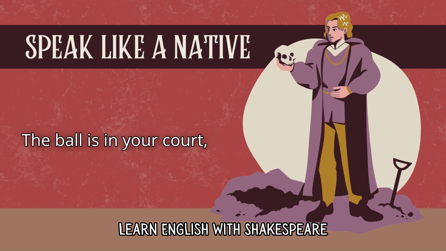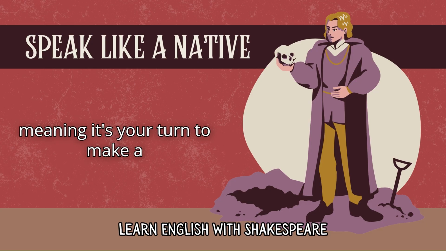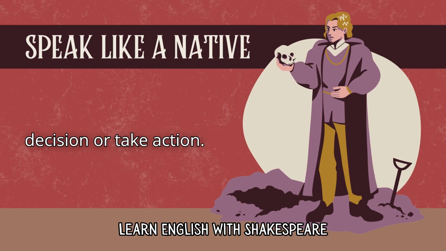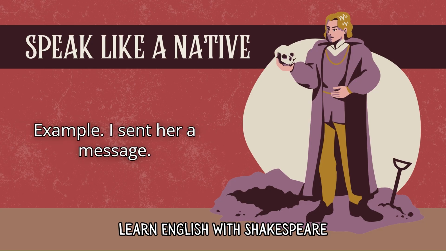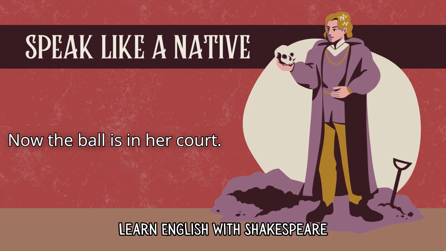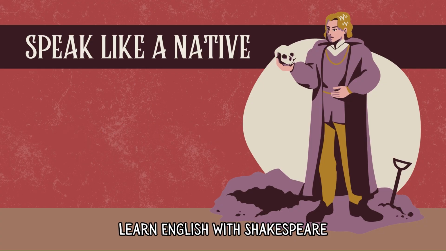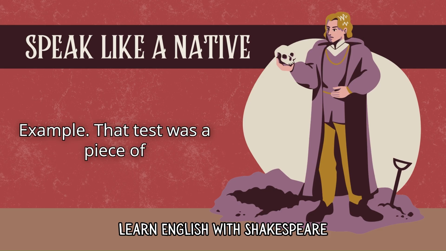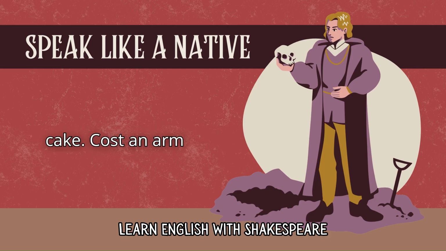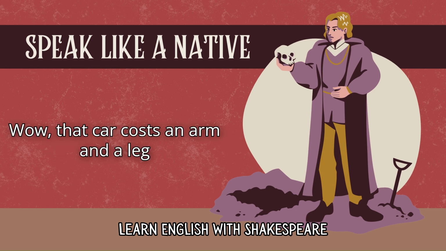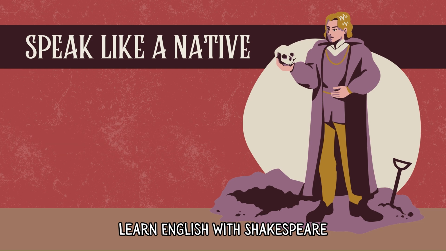The ball is in your court, meaning it's your turn to make a decision or take action. Example, I sent her a message. Now the ball is in her court. A piece of cake, meaning something is very easy. Example, that test was a piece of cake. Cost an arm and a leg, meaning very expensive. Example, wow, that car costs an arm and a leg.